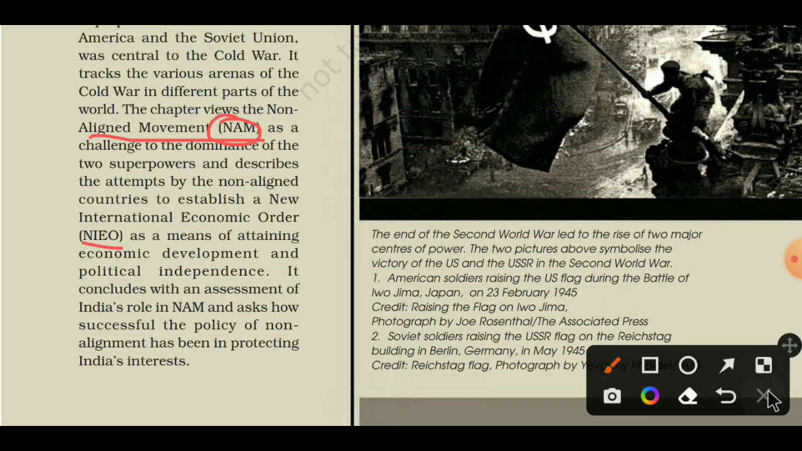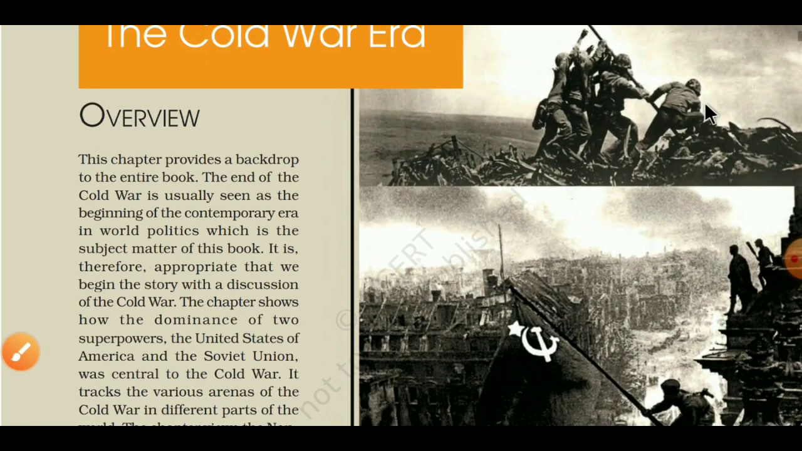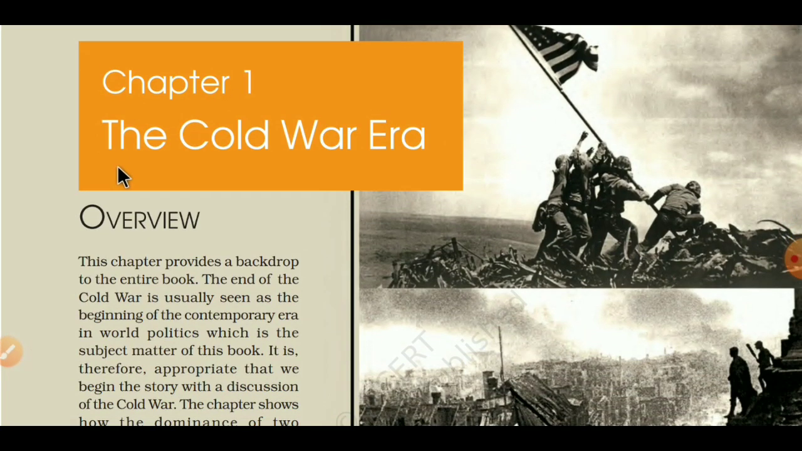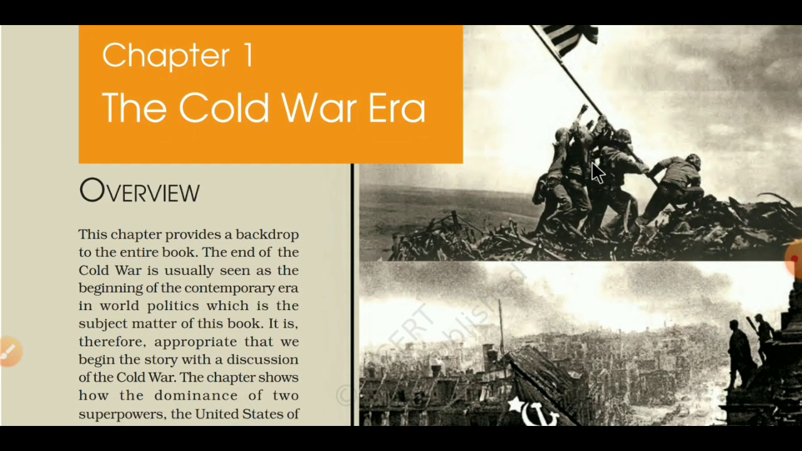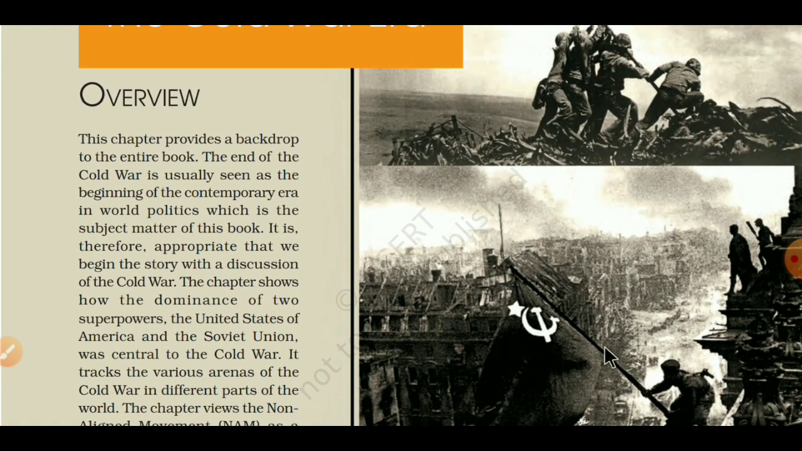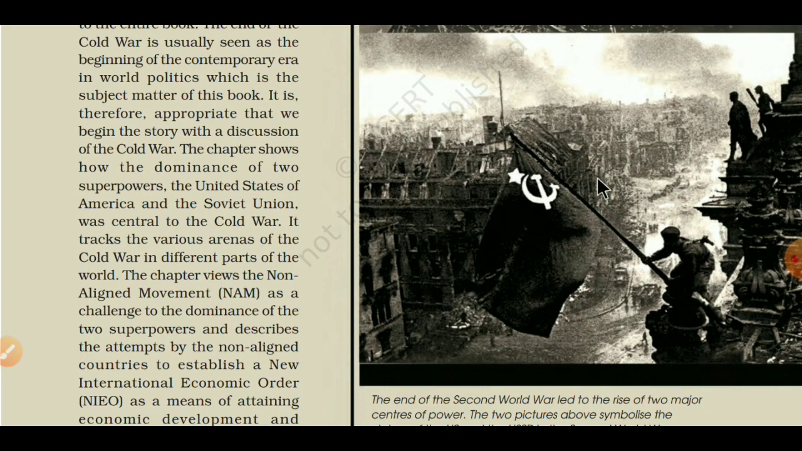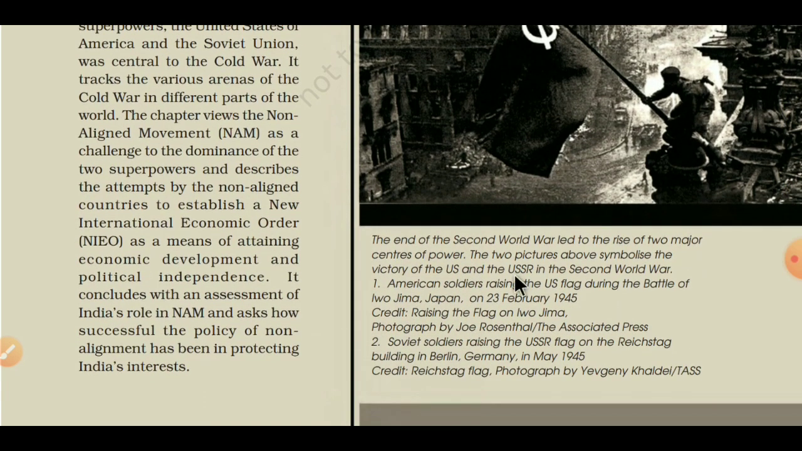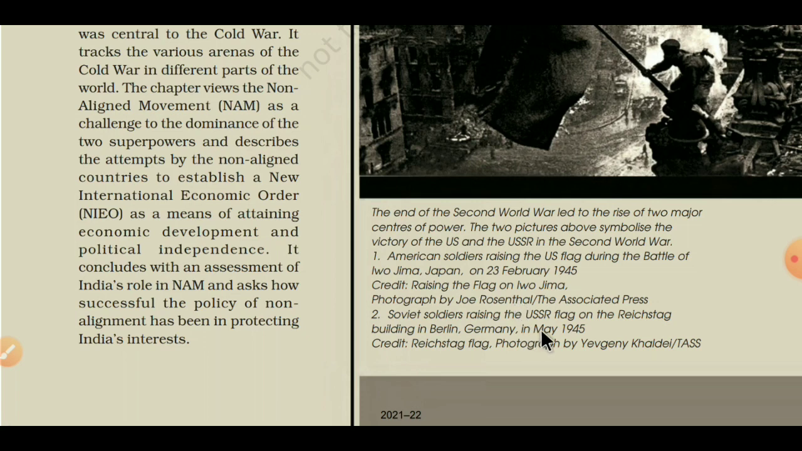And you see, these two pictures are given from when the US dropped the atom bomb on Japan. At that time the US raised their flag. You see, all these are the army, their artillery, bombs, everything spread around there. And this is the USSR flag. They raised it after 1947, when the Allied powers won and defeated the Axis powers.